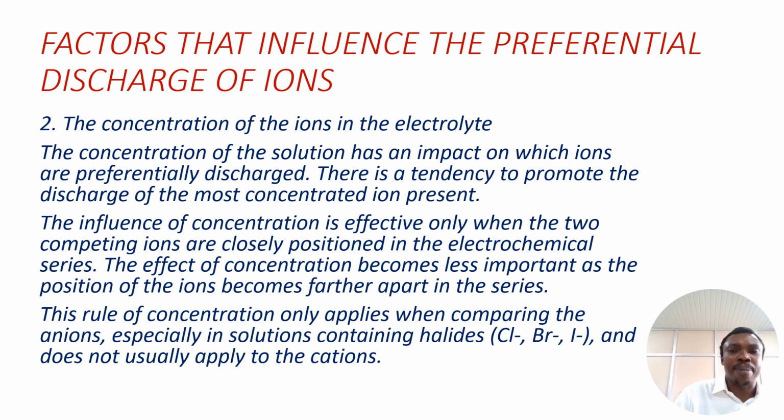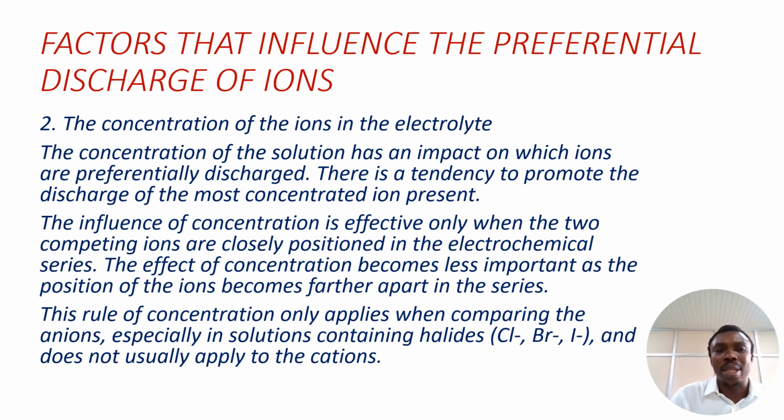So what happens is that the concentration of the ions has an effect on which ion will preferentially discharge. If two ions are competing for discharge, the ion that has a higher concentration will preferentially discharge compared to the ion that has a lower concentration. Now, the influence of concentration is effective only when the two competing ions are closely positioned in the electrochemical series. The effect of concentration becomes less important as the position of the ions becomes further apart in this series.